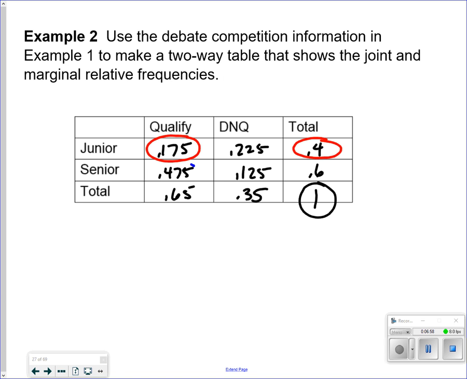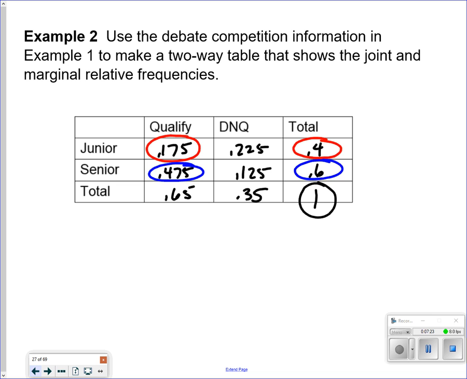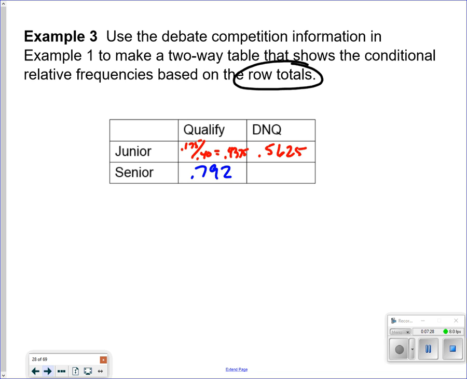So 0.475 qualifying seniors out of the total number of seniors. So everything is based out of the total number of seniors now instead. So 0.475 divided by 0.6. And so I end up getting 0.792, or 0.7917. And then the last one, 0.125 divided by 0.6 again, and I'm going to get 0.208.